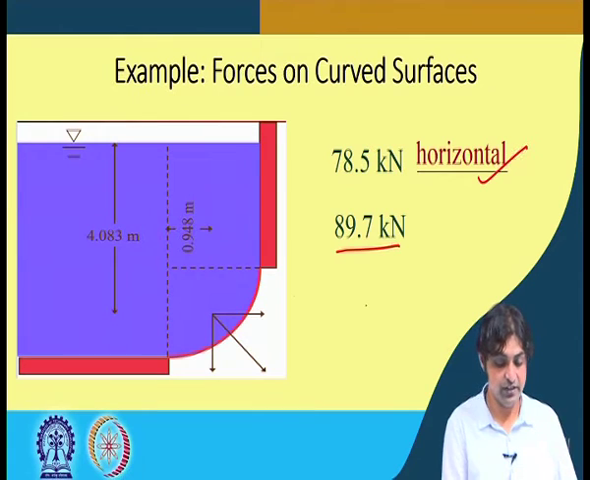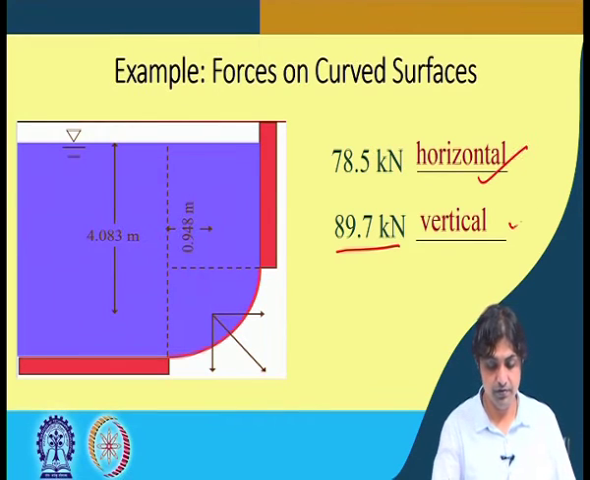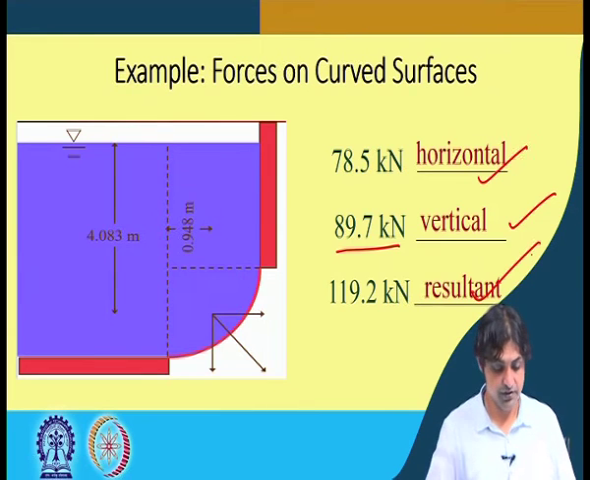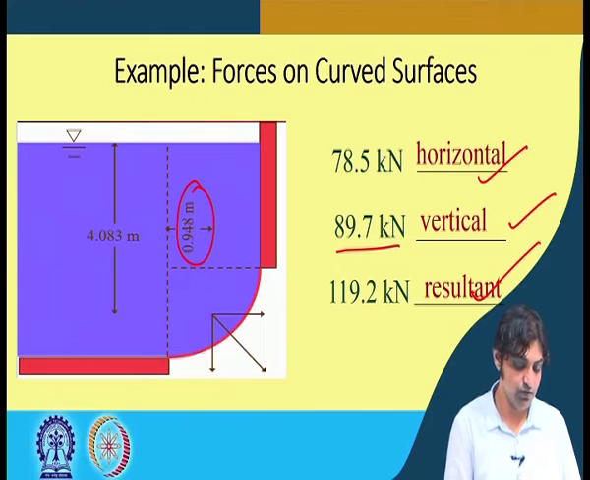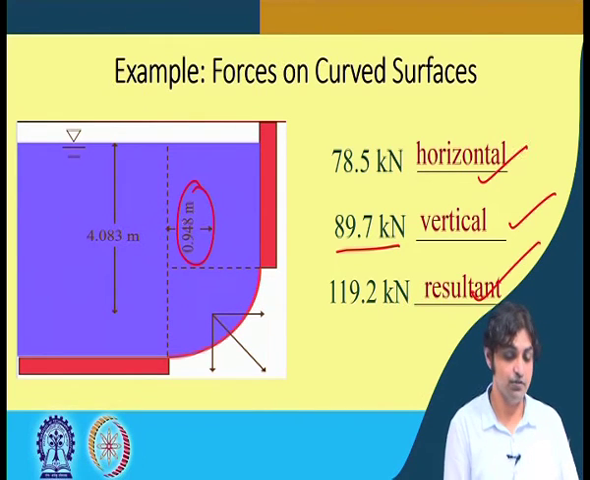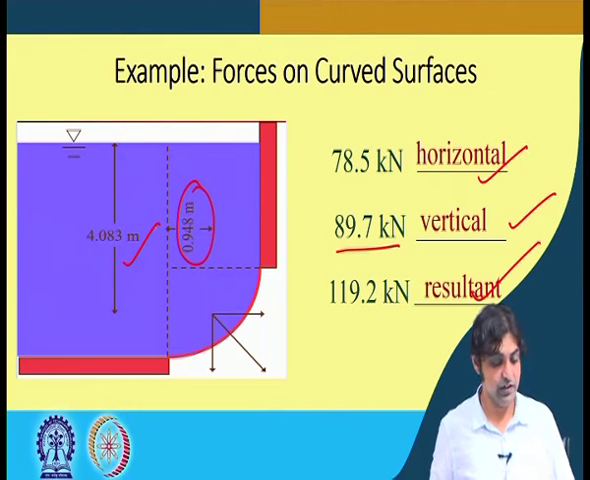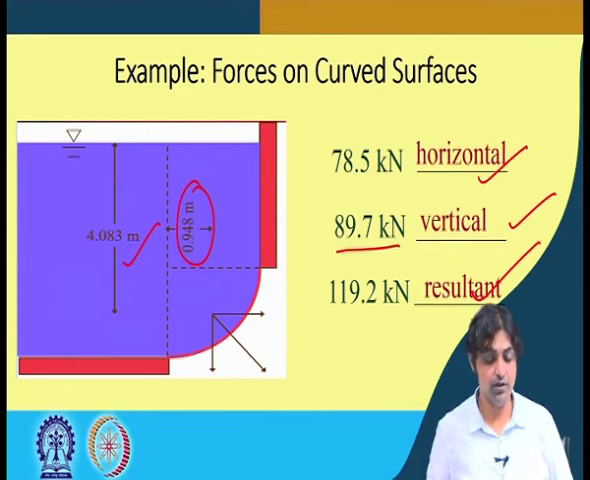Now to sum up, this is the horizontal force 78.5, this is 89.7 the vertical force, and 119.2 is the resultant force. And the distances are shown, 0.948 meter that we have calculated, 4.083 meter also we had calculated. So this solves our problem of forces on curved surface.